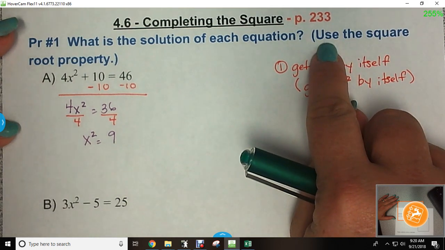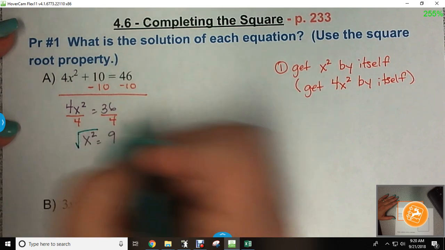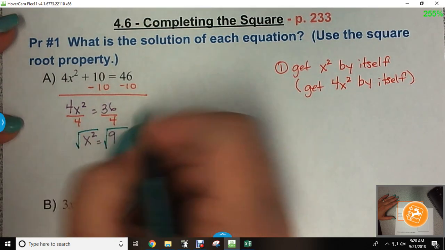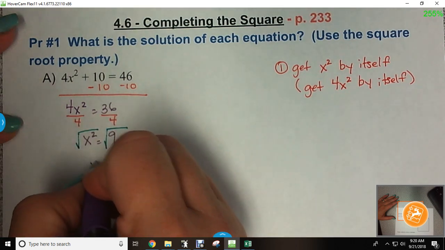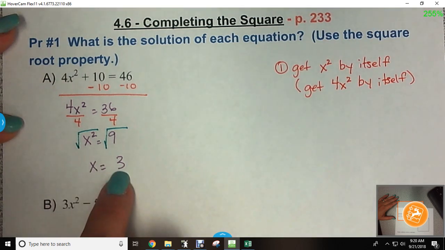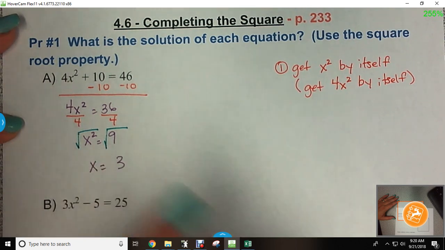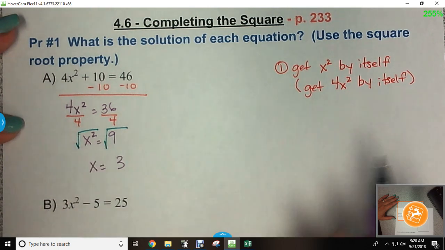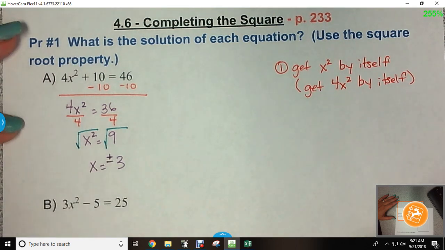This is where we're going to use the square root property. That property says if you take the square root of one side of the equation, you must also take the square root of the other side of the equation. So my answer is x equals 3, but it's not just a positive 3. If I take a positive 3 and square it, I get 9. But if I take a negative 3 and square it, I'm also going to get 9. So my answer is going to be plus or minus 3.